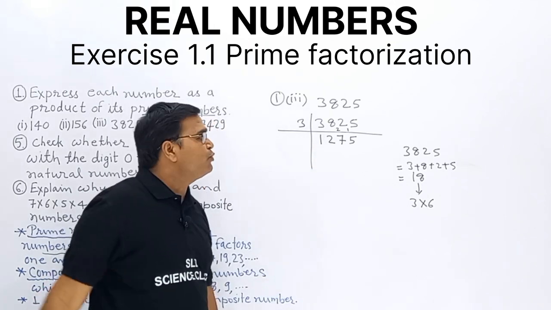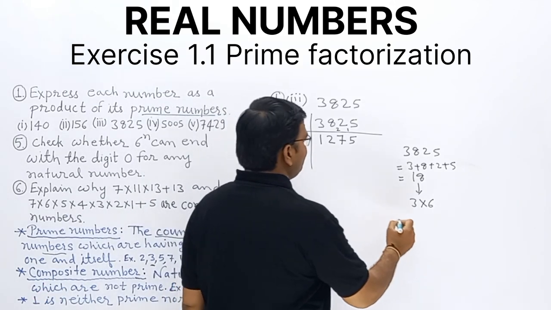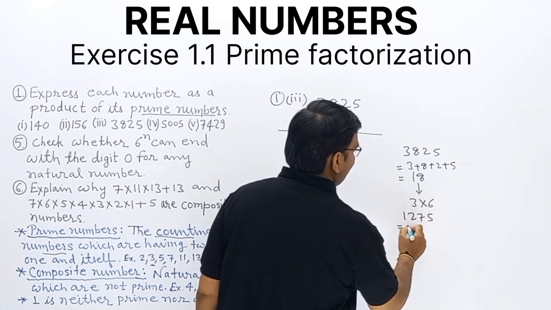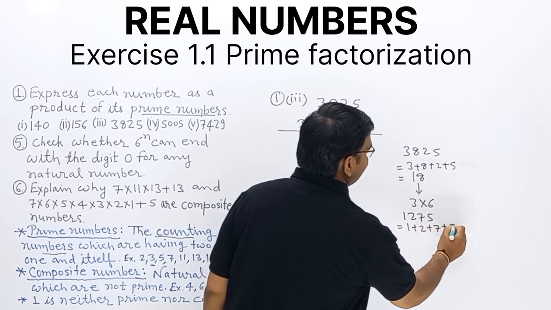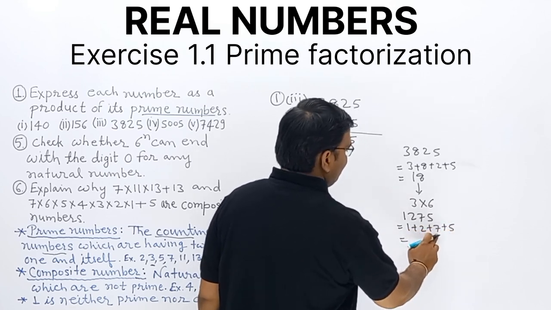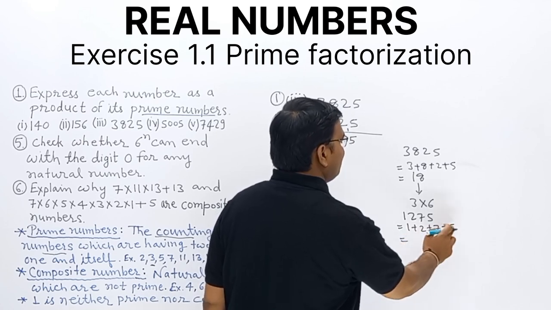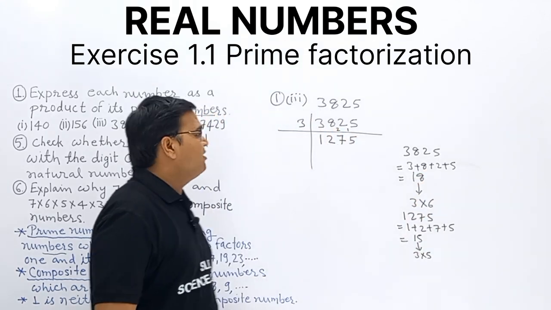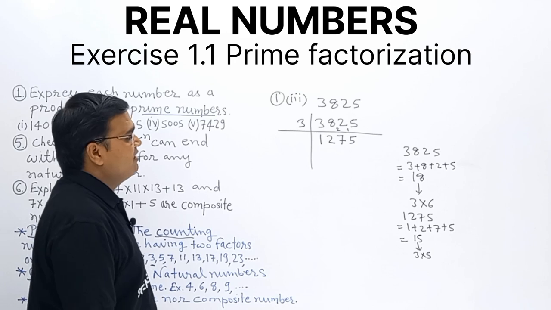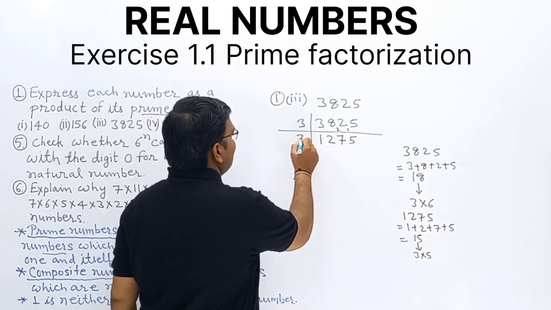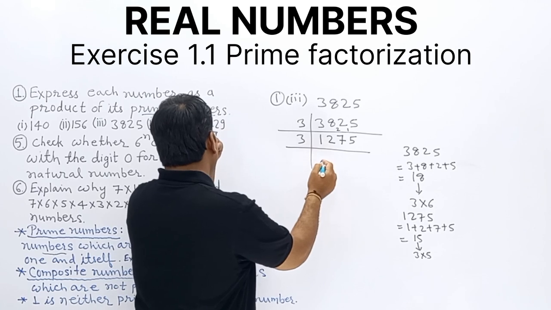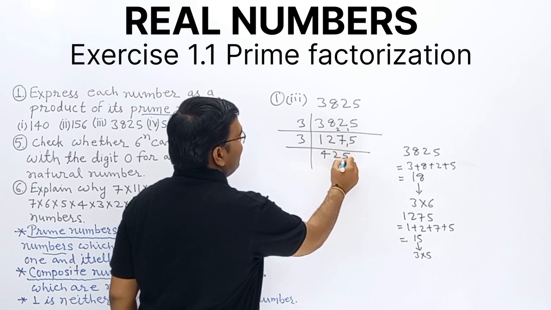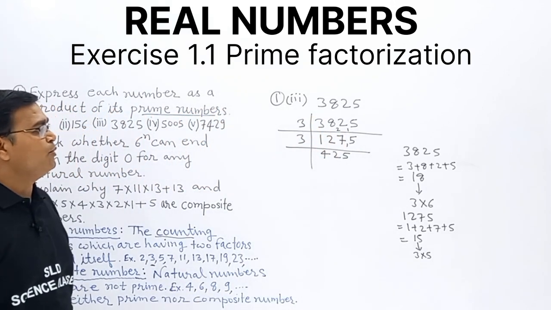Now again use 3 first. For dividing by 3, we will sum the digits of the number 1275, and the sum will be what? 1 plus 2 plus 7 plus 5. So this will be 7 plus 2 is 9, 9 plus 1 is 10, 10 plus 5 is 15, and 15 is a multiple of 3. 3 into 5 gives 15, so it is a multiple of 3, so we can use 3. Dividing by 3, how many times is it going? 3 fours are 12, 2 times, 1 is remaining, 3 fives are 15. Now I have 525.